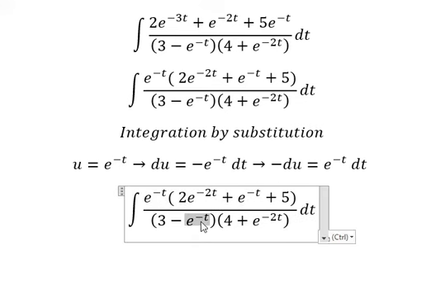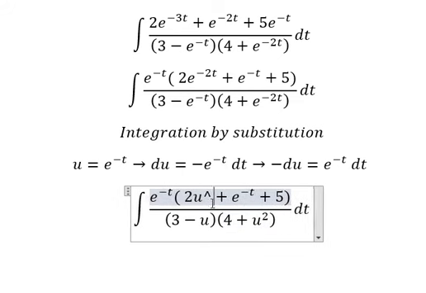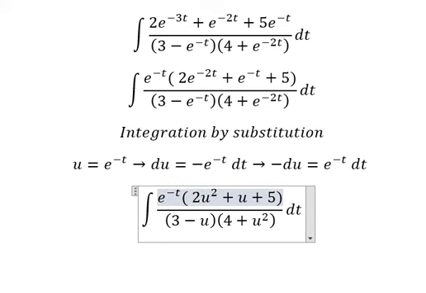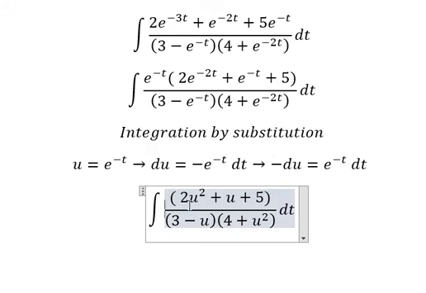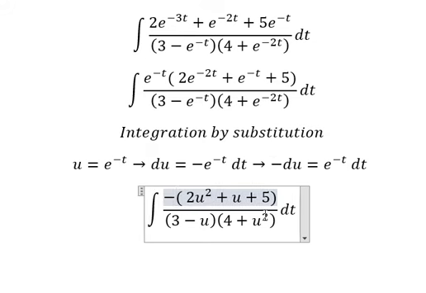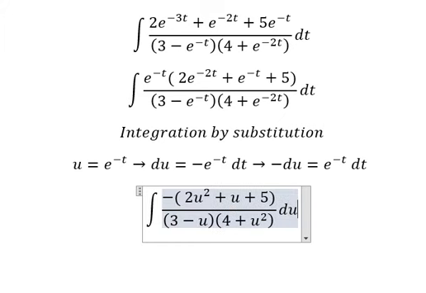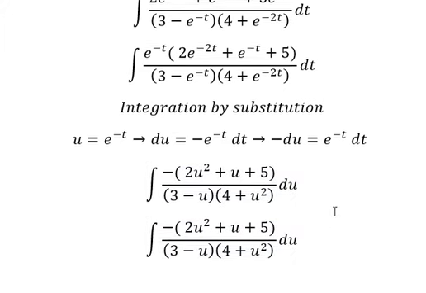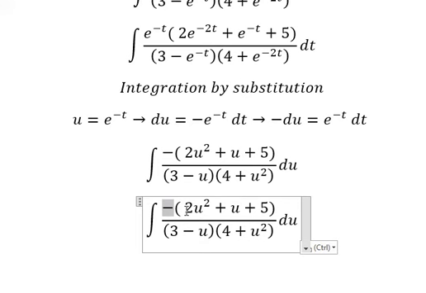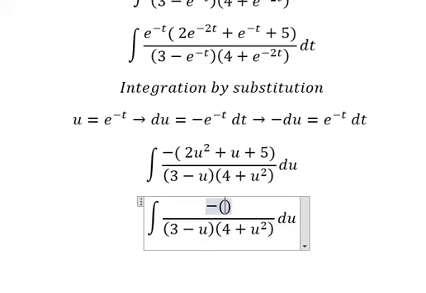This one we change by u. This one we change by u squared. This one we change by u squared. This one we change by u. And this one with dt we change by negative du. So negative will change the sign of this one.